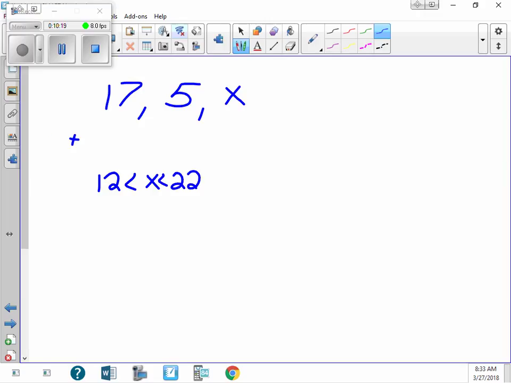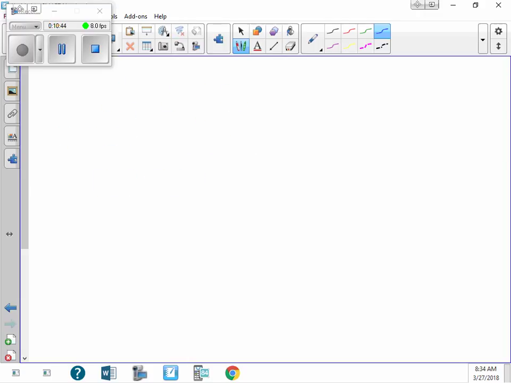So 5 plus 12 is equal to 17, so it's got to be bigger than 12. But 17 plus 5 is 22, so it's got to be smaller than 22. Does that make sense? Okay, and anywhere between 12 and 22 will work. Okay, let's look at what else we have here. So that takes care of the triangle inequality theorem.